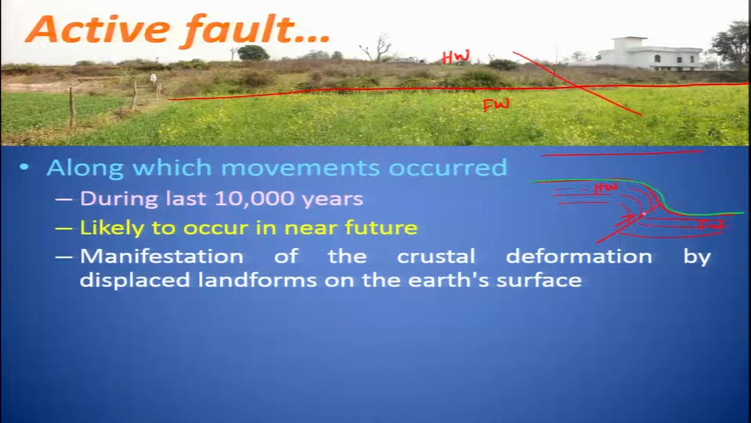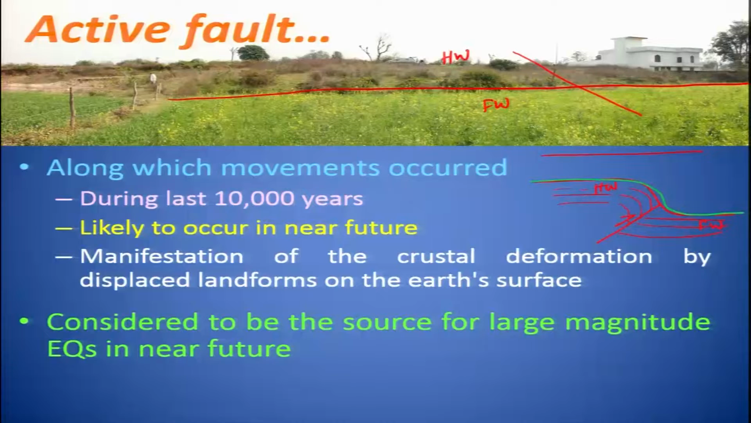and we understand that this will move in future also, okay, because there is an ongoing convergence between the two plates, and a lot of strain is getting developed, and these are the locations which are considered to be the source for large magnitude earthquakes. So when we say that the fault moved and there was a displacement or slip on the fault, then it requires a lot of energy. The amount of energy required, we talk about in terms of the magnitude. So the larger the magnitude, the more will be the displacement, and more area will get ruptured.